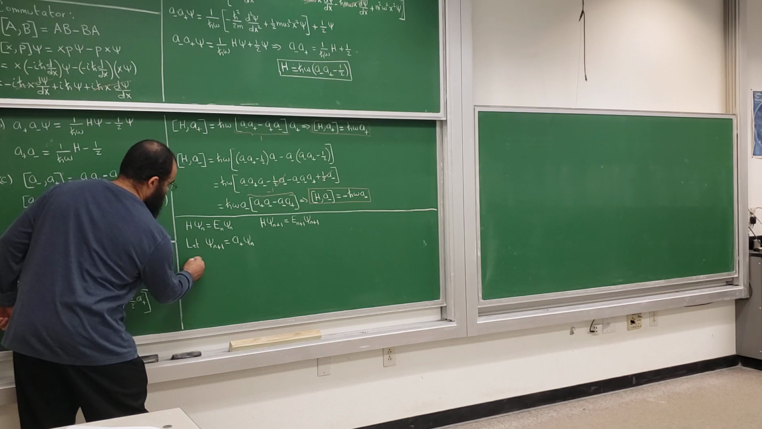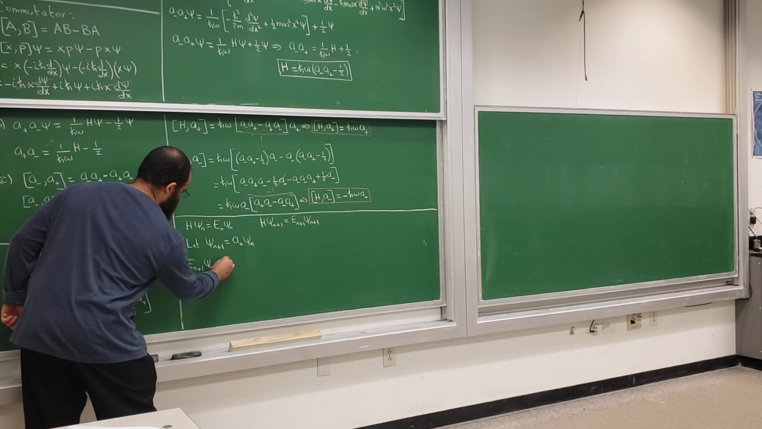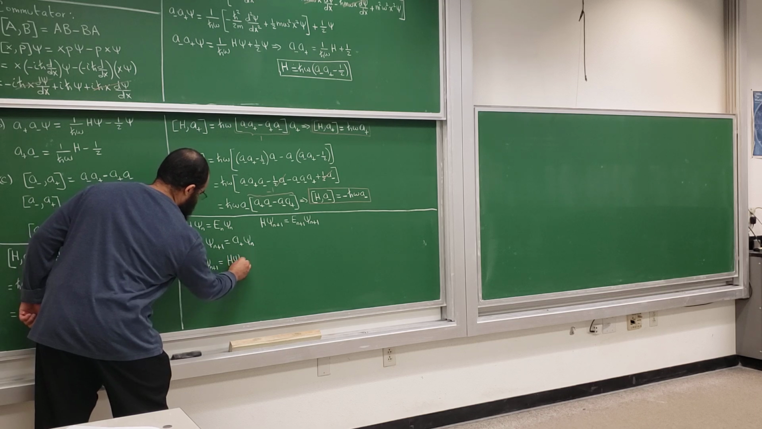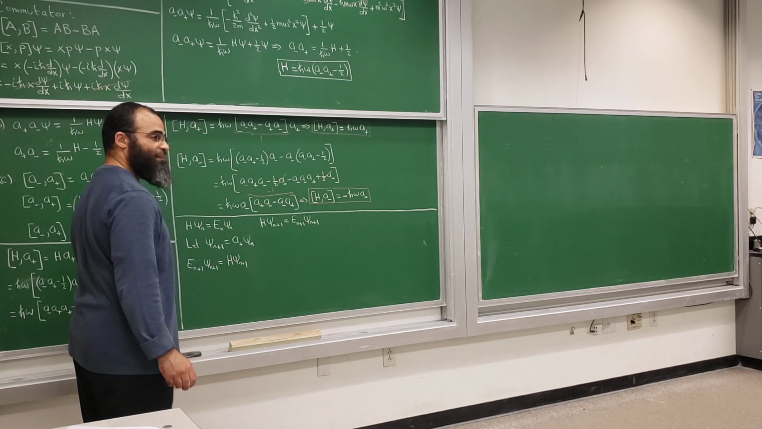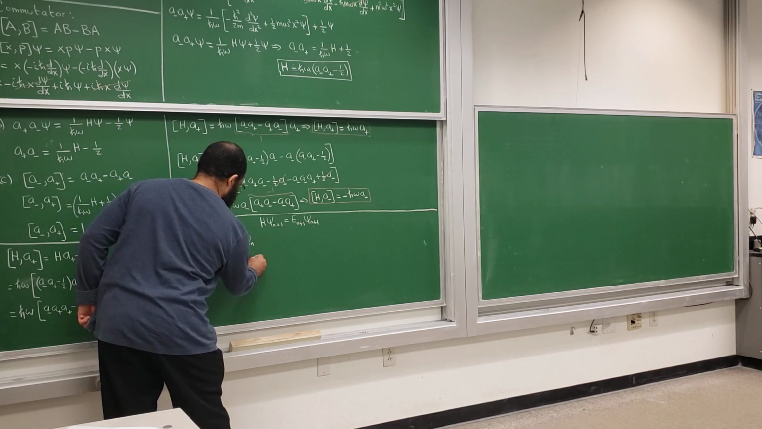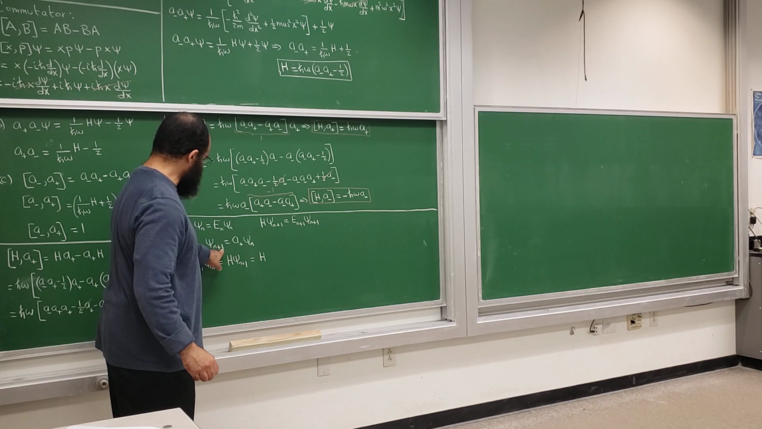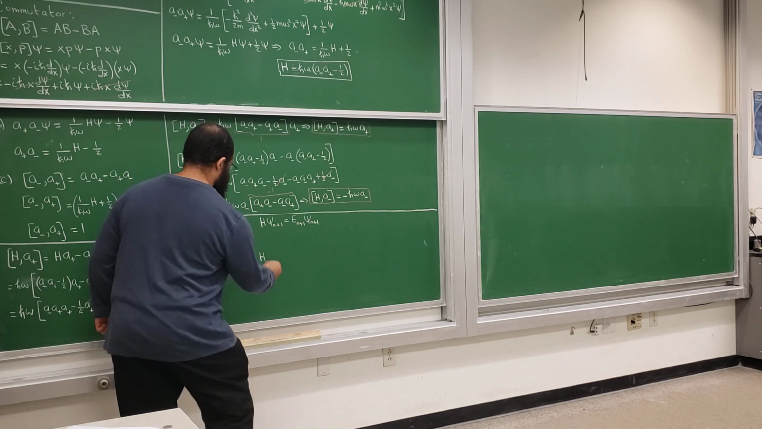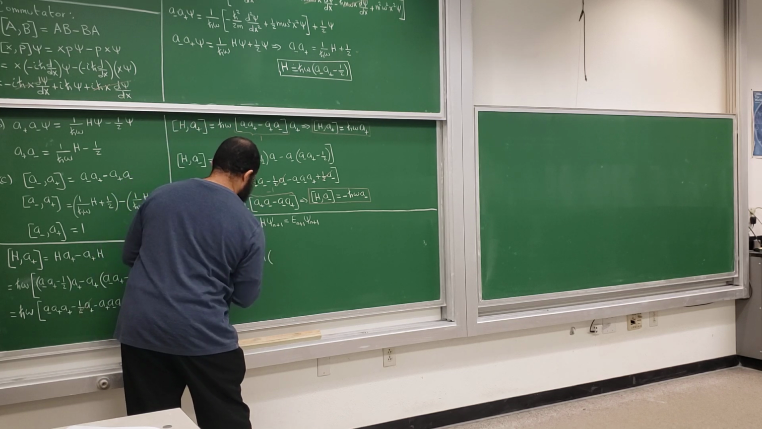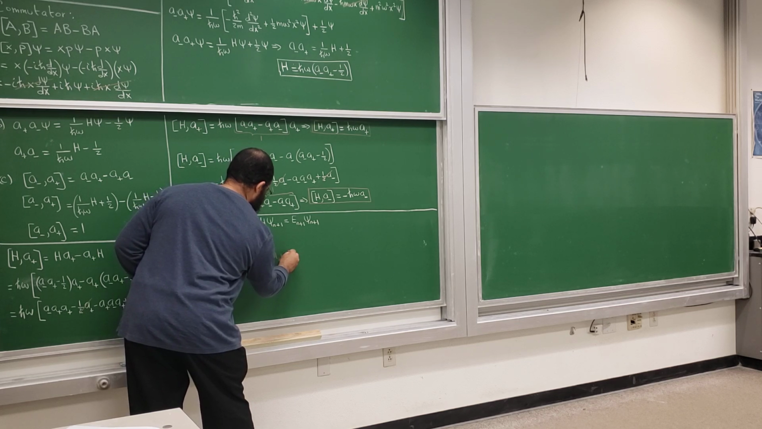So basically, we said that here, En plus 1 times psi n plus 1 is equal to H times psi of n plus 1. I just wrote this in the opposite order. Okay? This is H, but what is psi of n plus 1? Psi n plus 1 is a plus times psi n. Okay? Psi n plus 1 is a plus psi n.